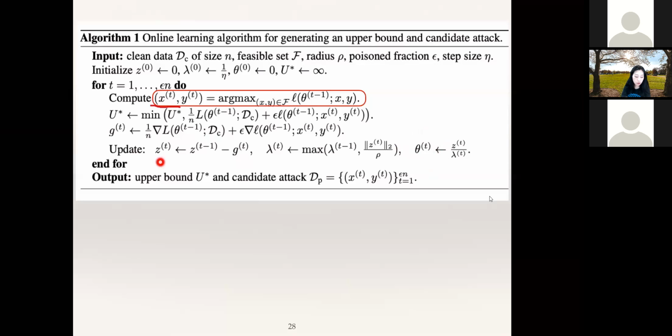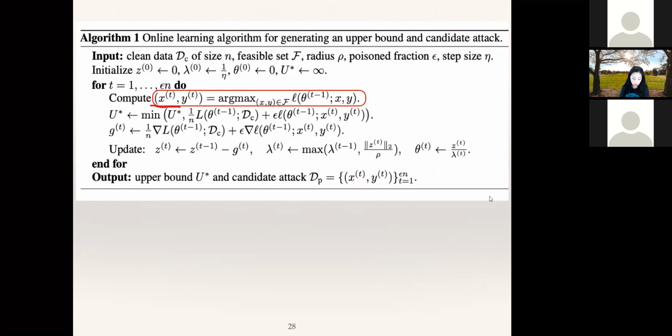I don't want to go into too much detail here, but the idea is that you are just going to find the maximization. What I put in the box is the most important thing I wanted to emphasize here. You want to find the argmax that maximizes the loss for the current step, although everything is in an online manner. That's how you would find the upper bound as well as the candidate attack.